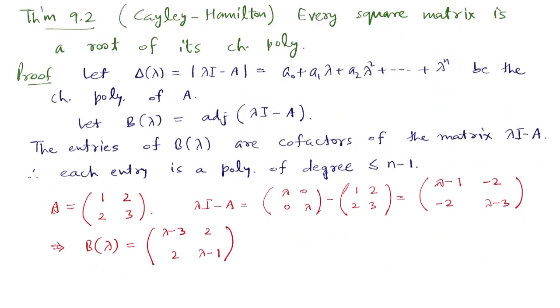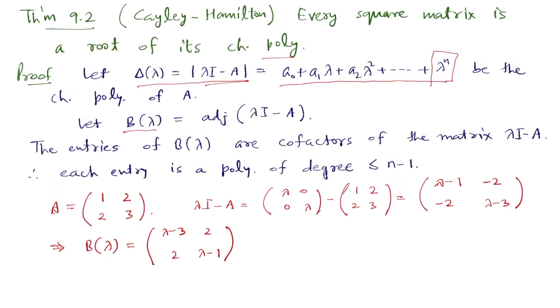Now we prove Cayley-Hamilton theorem. This theorem says that every square matrix is a root of its characteristic polynomial. That means it will satisfy its characteristic polynomial. So let delta lambda be equal to determinant of lambda I minus A, the characteristic polynomial of A, and suppose it is of degree n, so suppose it is equal to a0 plus a1 lambda plus a2 lambda squared and so on up to lambda raised to power n. Highest degree coefficient will always be 1.